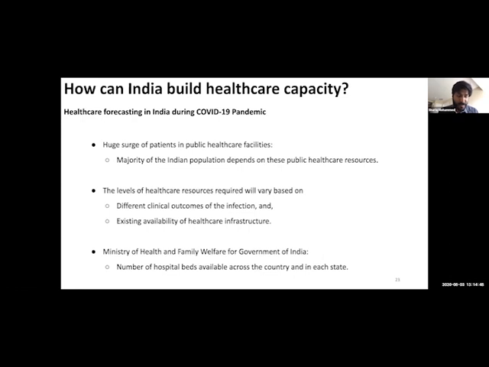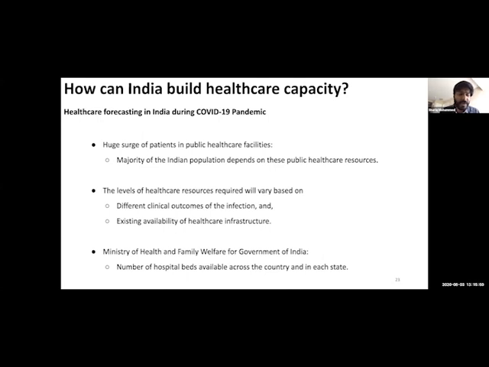There are a lot of issues with healthcare infrastructure in India, within the states and across the country as well. But one of the important things we already know is that the majority of the Indian population depends on public healthcare resources, such as the primary healthcare centers, the government-owned hospitals, and so on. So once we know that the disease is going to spread, figuring out the additional amount of healthcare resources you will need depends on two main factors. One is the different clinical outcomes of the infection as it spreads, and the other is the existing available infrastructure you already have. These are the two important factors you need to consider when thinking about what additional resources you will need.